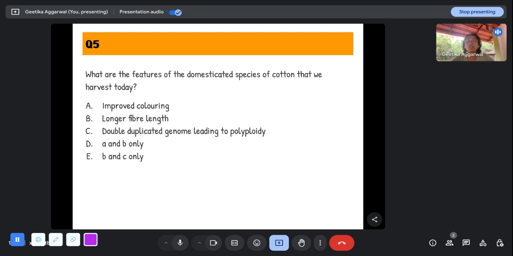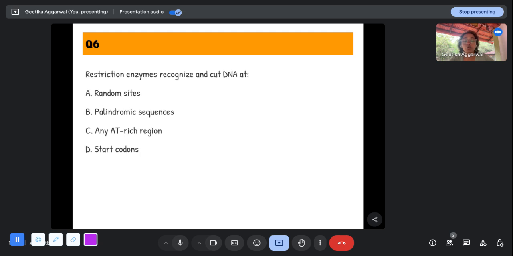So, the correct answer to this question is B and C, as you might have already guessed, because we looked at longer fiber length, and so it has a longer fiber length as we discussed, and they are tetraploids, so they have double duplicated genomes.